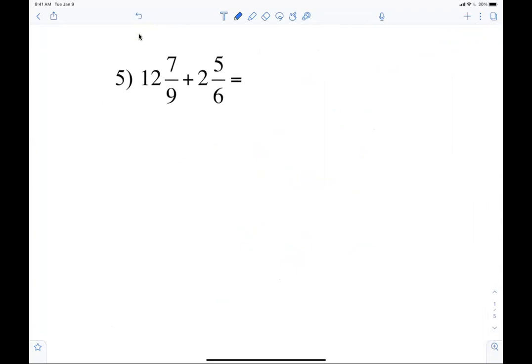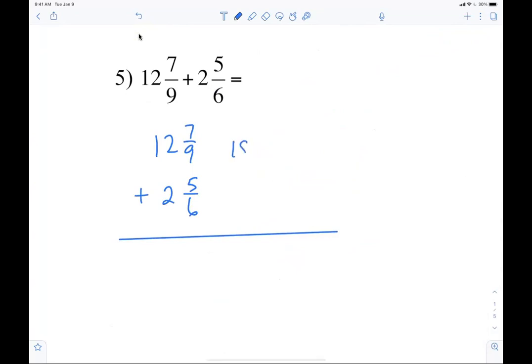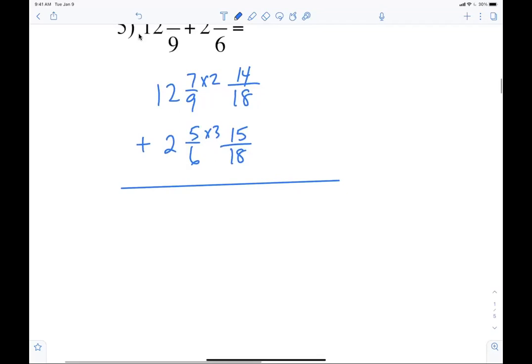Lila, go. So you're going to add 12 and 7/9, and then on top of that 3 minus 5, 6. Perfect. So the common denominator is 18. So you're going to multiply the 5 by 3 and get 15, and then the 7 by 2, and you get 14. Perfect. And then you add them together and get 29.